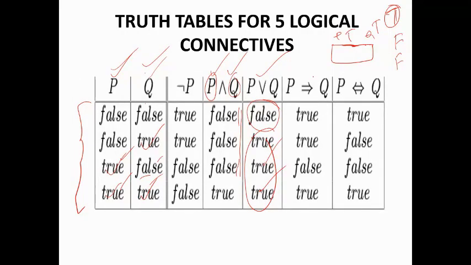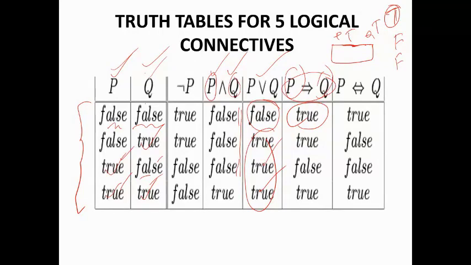And P implies Q. The next one is a little bit tricky, not exactly working the same way. If P is false, this implies Q is false. So this means it is true, because P is false and Q is false, then P implies Q is true, because the results of both of them are false, right?